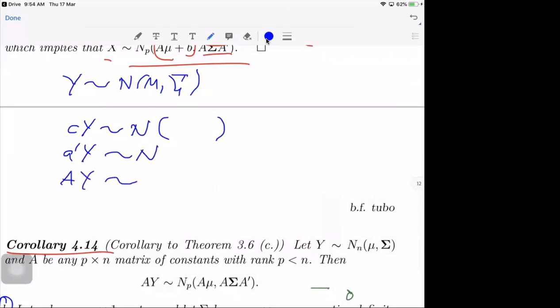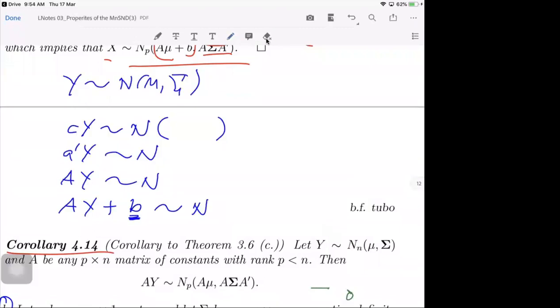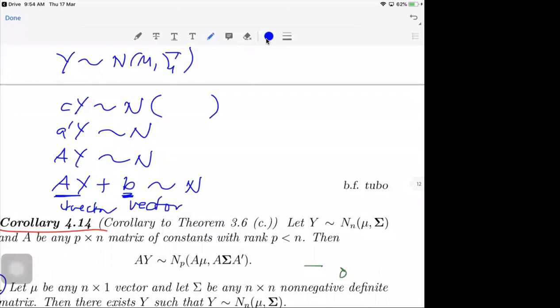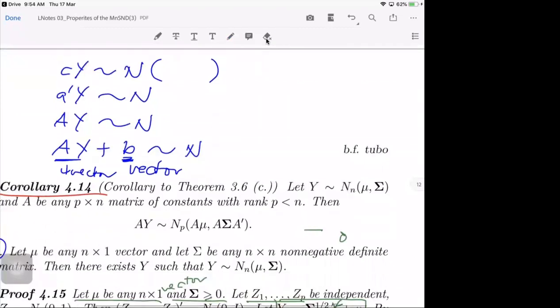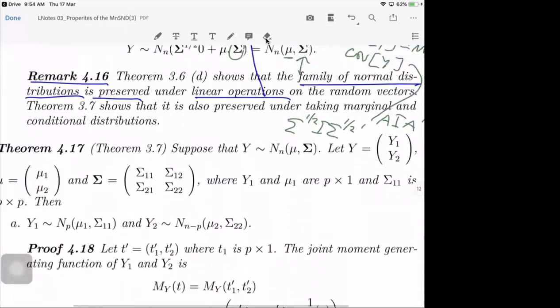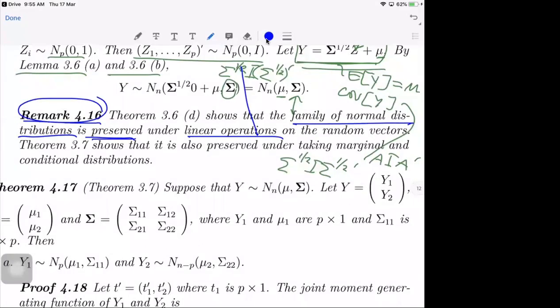Say AY is still normal. AY plus B is still normal. So even if this is a constant or that is a vector, no problem. Pero kung matrix din pre-multiplied, dapat vector ni siya para conformable. Kung vector ni siya, vector po na, no? So, morning pasabot ani na remark. It is preserved under linear operations on the random vectors.